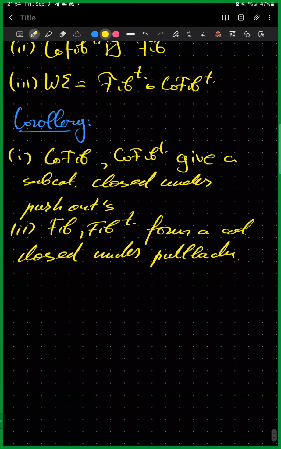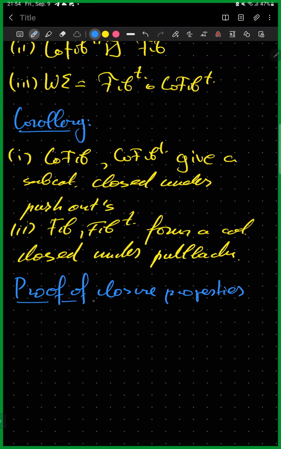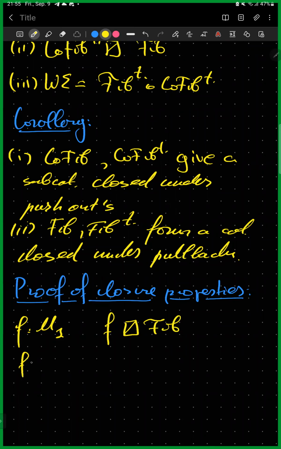So let me do this real quick. So, proof. Let F be a morphism in a model category such that, for example, it has the left lifting property with respect to fibrations. We would like to establish that it is in fact a trivial cofibration. Well, the reasonable thing to do is to decompose this morphism as a composition of a trivial cofibration followed by a fibration.